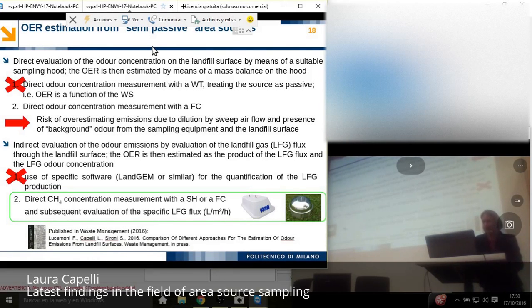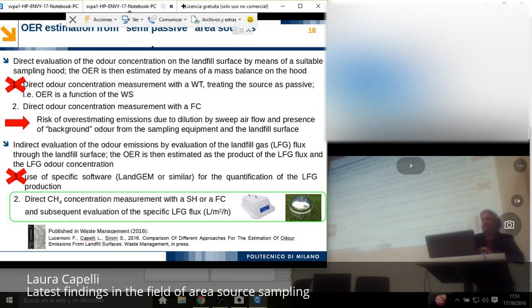Then, what about landfills? So we recently published a paper in which we compare different approaches for the estimation of odor emissions from landfill surfaces. And we tried a little bit of everything. First macro approach is the idea of direct evaluation of the odor concentration on the landfill surface. Here I'm talking about the exhausted landfill surface, so I'm not referring to the fresh waste and so on. We decided to concentrate on that as a first step.